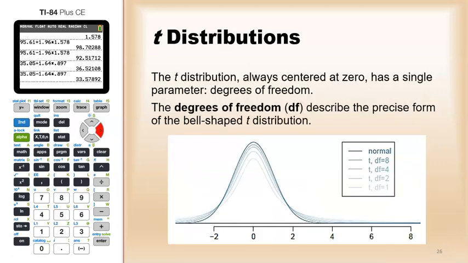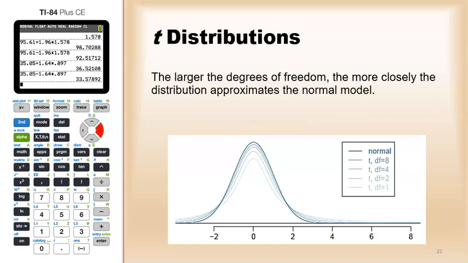The t-distribution is always centered at 0, and one difference with the normal distribution is that it only depends on one number, and that's what's called the degrees of freedom. Whereas the normal distribution depends on the mean and standard deviation, the t-distribution depends on the degrees of freedom. The degrees of freedom essentially is a measure of sample size. It describes the precise form of the bell-shaped t-distribution. So, the larger the degrees of freedom are, the more closely the distribution approximates the normal model.